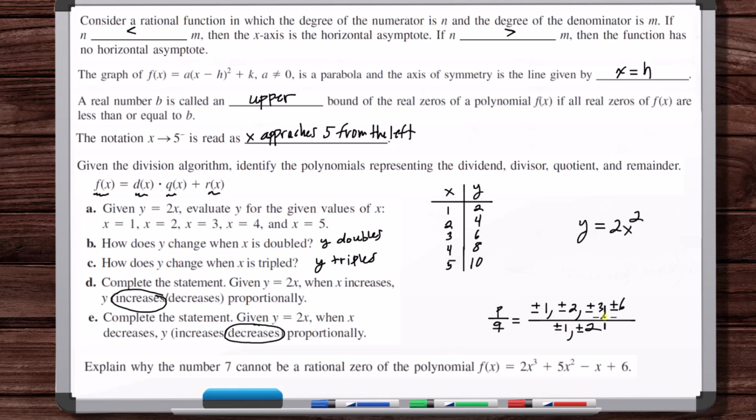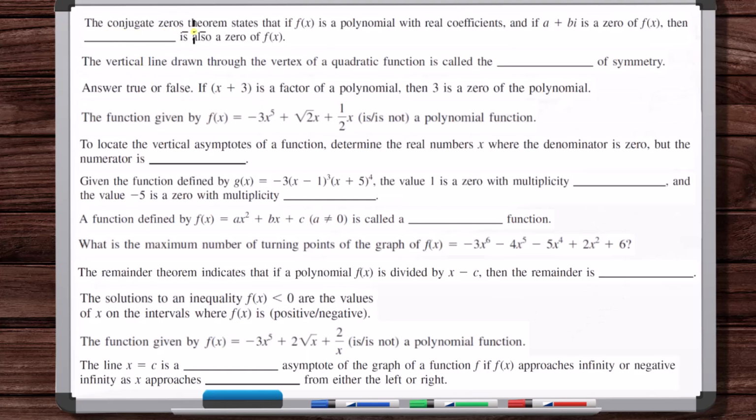These are all the possible rational zeros, all the combinations of this. So plus or minus 1, plus or minus 2, plus or minus 3, plus or minus 6, those integers. Plus or minus 1/2, plus or minus 3/2, plus or minus, well, 6/2, that's just 3. And then, yeah, that should be it.